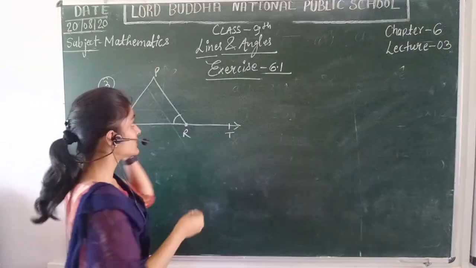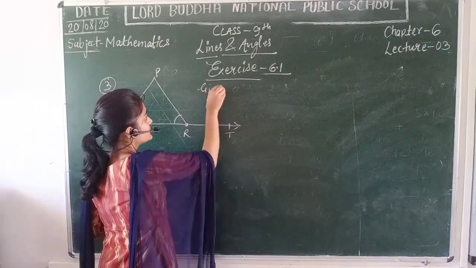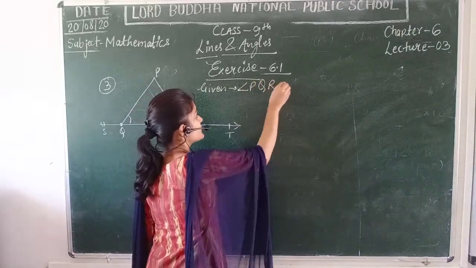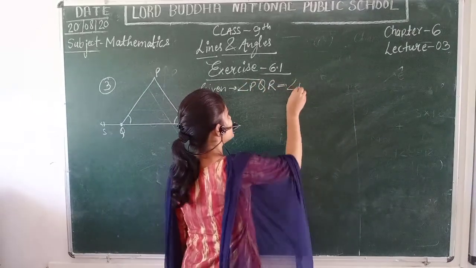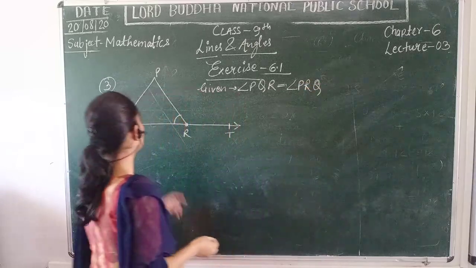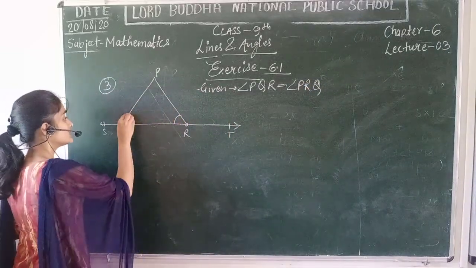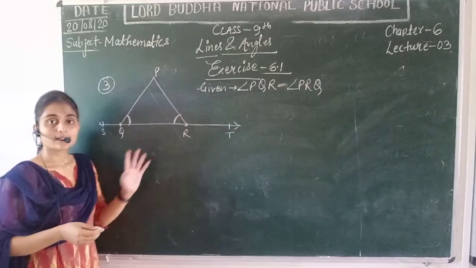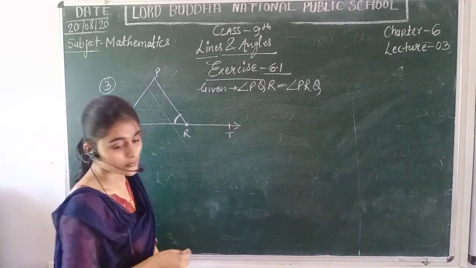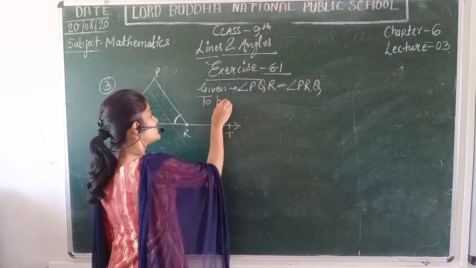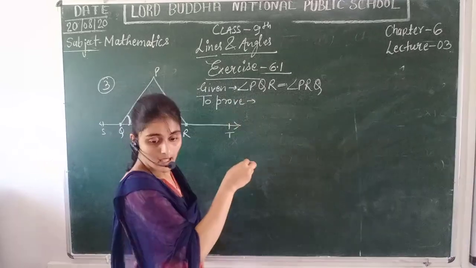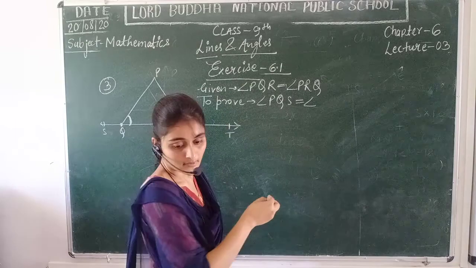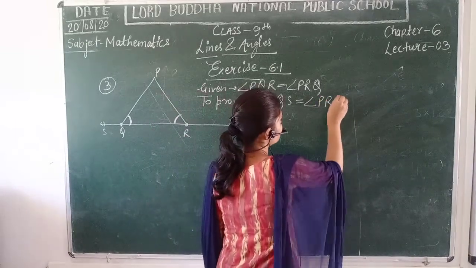And now you are given angle PQR equals to angle PRQ. This is your given point, that this angle PQR, this one, is equal to angle PRQ, this one. Okay, both these angles are equal, it is given. And what you have to prove? You have to prove that angle PQS equals to angle PRT.